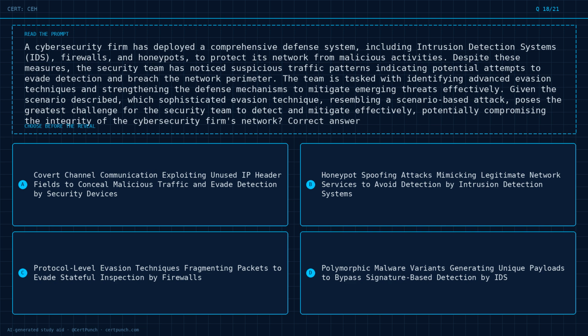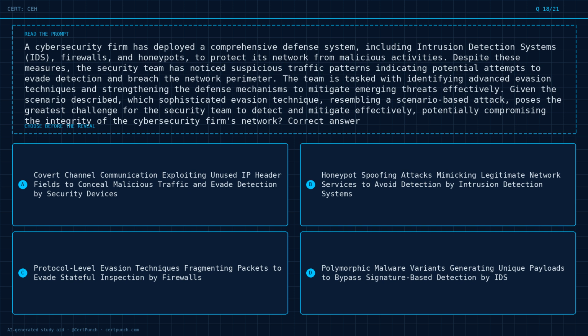Question 18 of 21. A cybersecurity firm has deployed a comprehensive defense system, including intrusion detection systems, IDS, firewalls, and honeypots, to protect its network from malicious activities. Despite these measures, the security team has noticed suspicious traffic patterns indicating potential attempts to evade detection and breach the network perimeter. The team is tasked with identifying advanced evasion techniques and strengthening the defense mechanisms to mitigate emerging threats effectively. Given the scenario described, which sophisticated evasion technique, resembling a scenario-based attack, poses the greatest challenge for the security team to detect and mitigate effectively, potentially compromising the integrity of the cybersecurity firm's network?